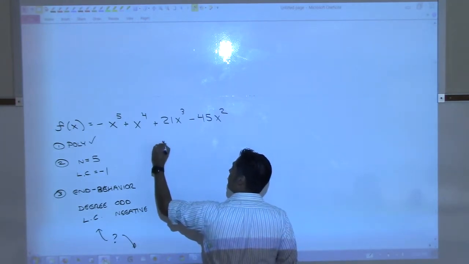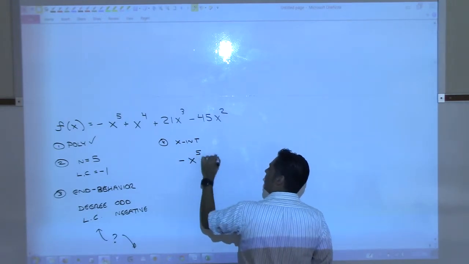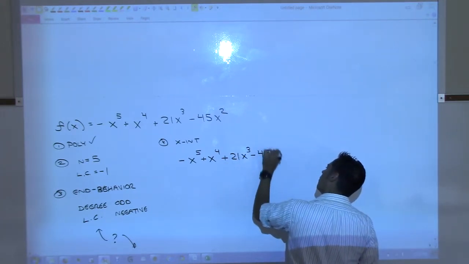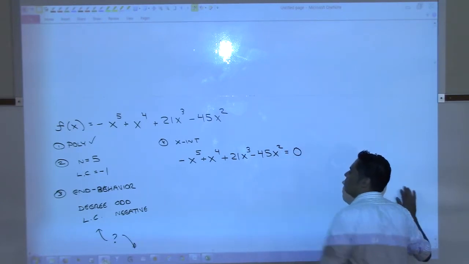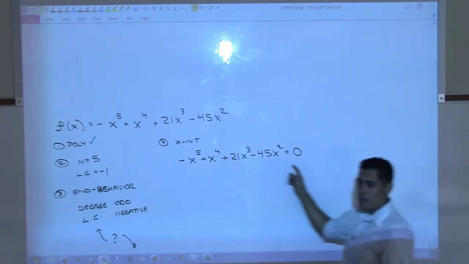X-intercepts, right? Okay, so let's do the x-intercepts here. So we have to set this nasty thing to 0, right? Okay. We good? Okay. So at this point, what do we do? So think about factoring. Think about first step, right? GCF. Okay, so what GCF do you see? X squared. Okay. So does everyone agree we can pull an x squared out?